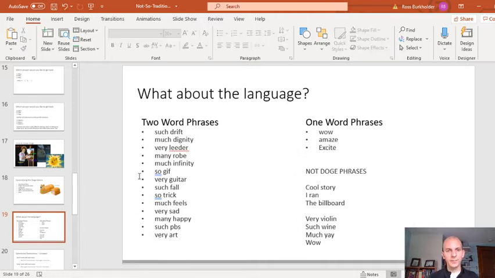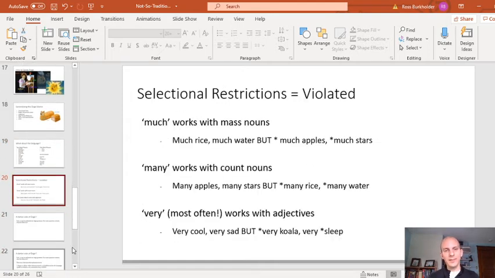What is going on here? There's something grammatically interesting going on here. What's going on is that these Doge two-word phrases systematically violate traditional grammar rules. They systematically violate traditional grammar rules in the following way. Phrases, particularly two-word phrases in English like this, have what I'm going to call selectional restrictions. Certain words go with certain other words. It's just how grammar works.